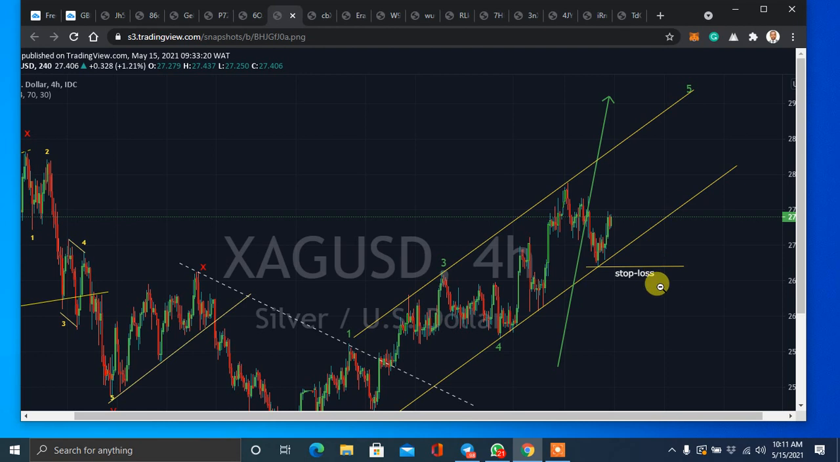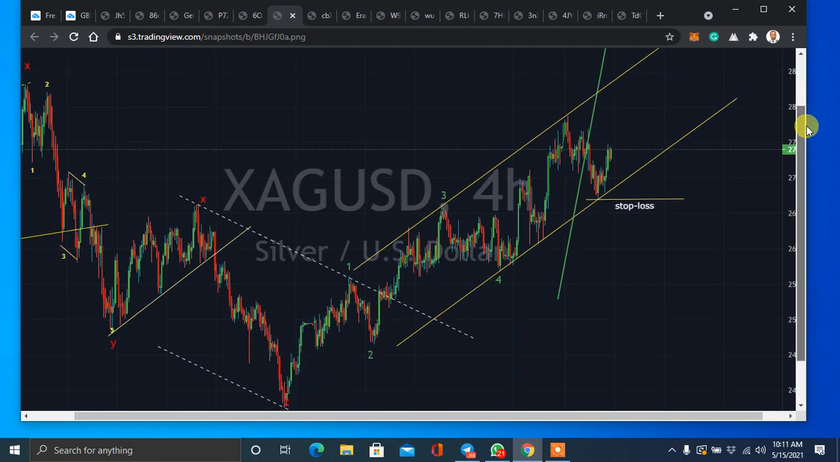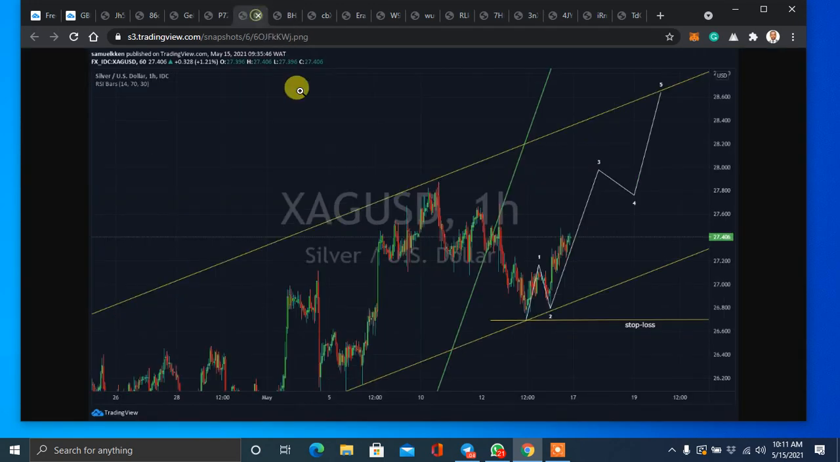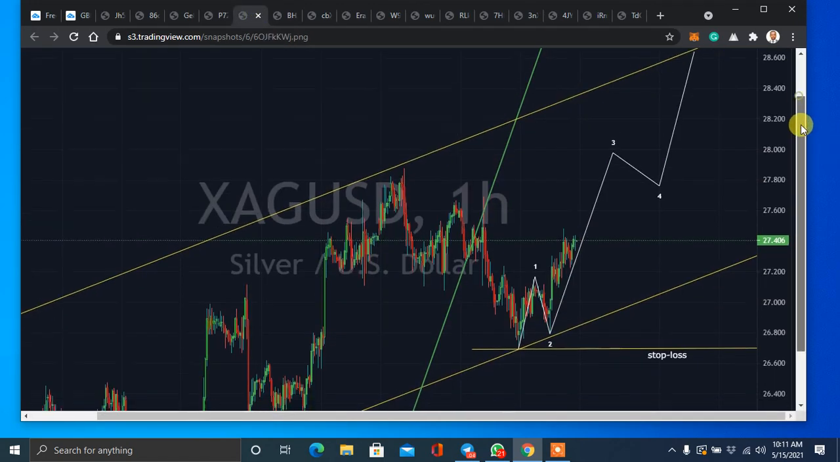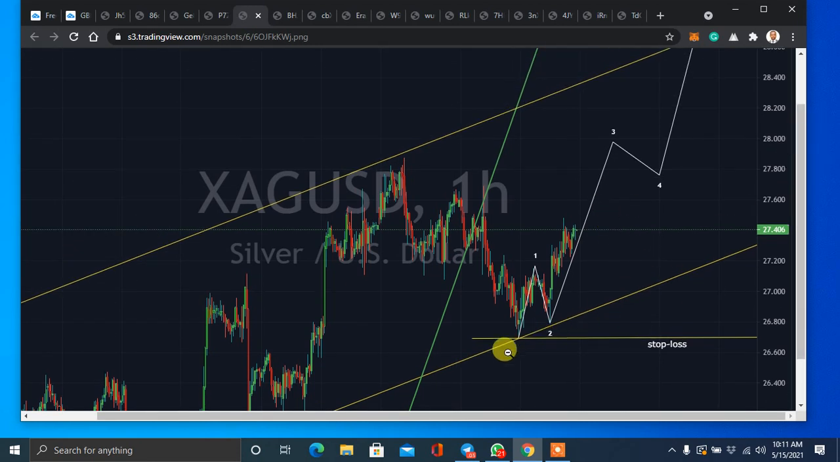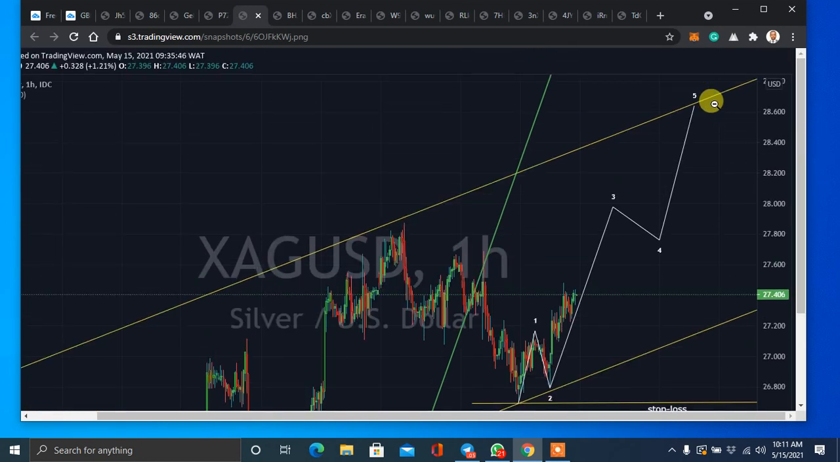Silver, see here is the stop loss. Silver is going up. The more it goes up, we might continue riding in this very channel. So we get another 3 waves pullback. On the one hour, I'm expecting a 5 wave move. 1, 2, 3, 4, 5. So the target is above 28. Around 29 will be the target.